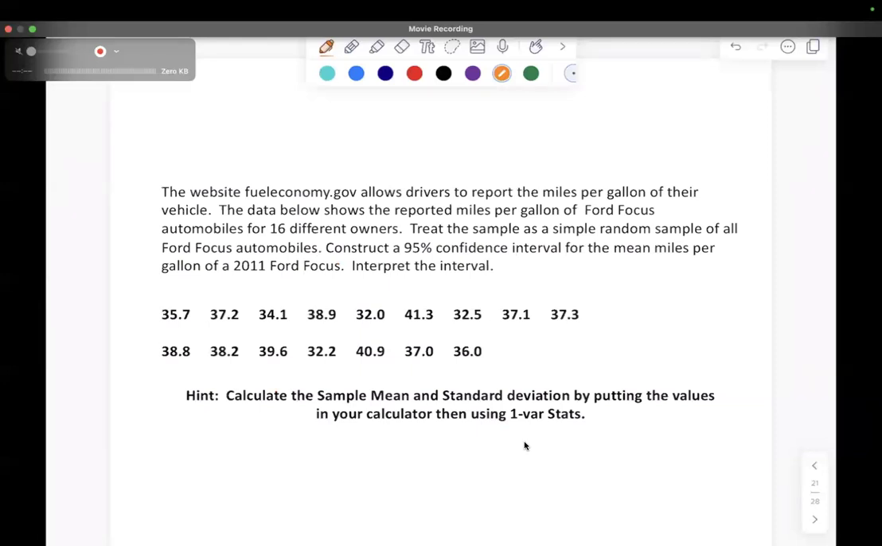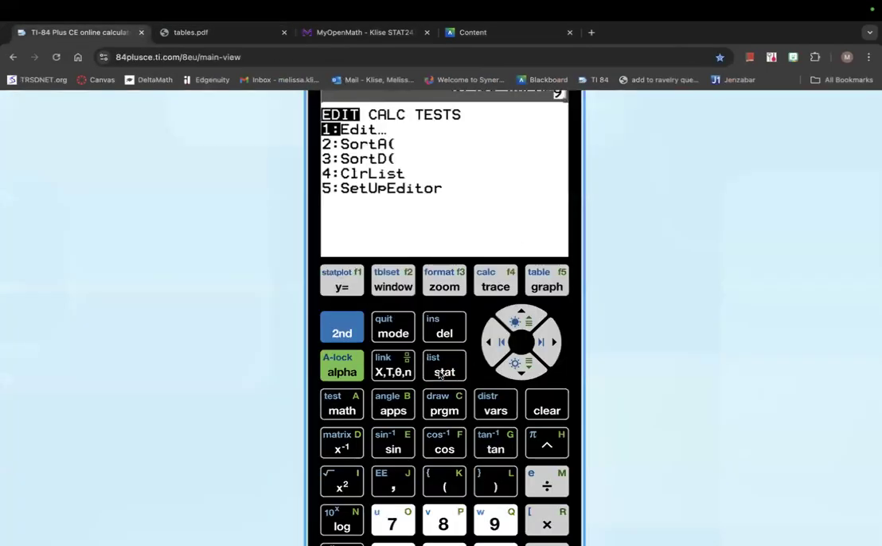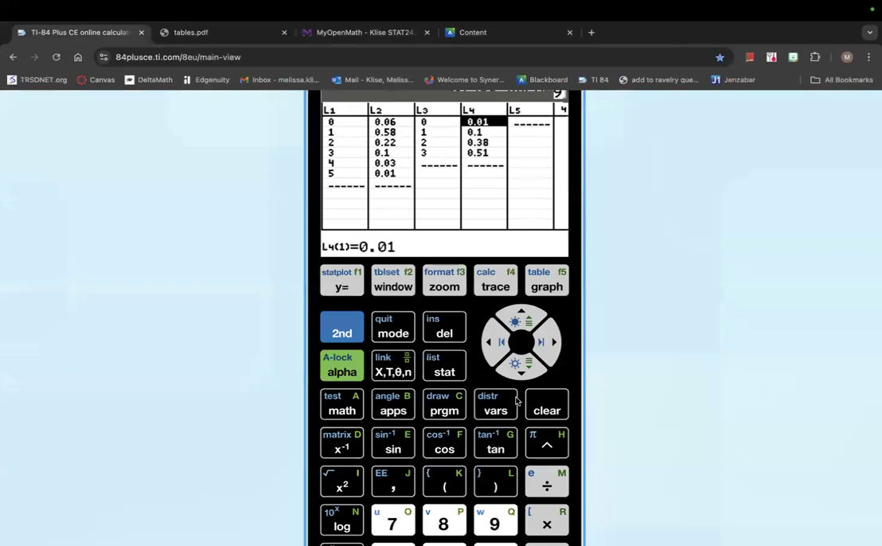So I need to put these values in my calculator because I need to find the mean and the standard deviation. So I need to put it in the edit screen. I'll hit stat, edit, and clear, enter. Okay, I'm just going to enter these in. I'll do it slow so that you can enter them along with me if you didn't print this out, especially since I tend to do typos in my calculator.